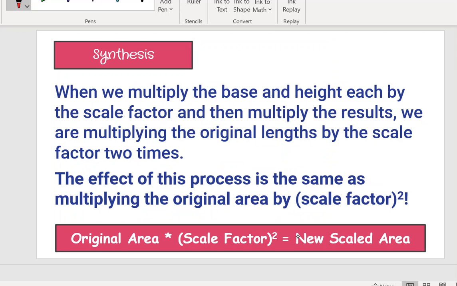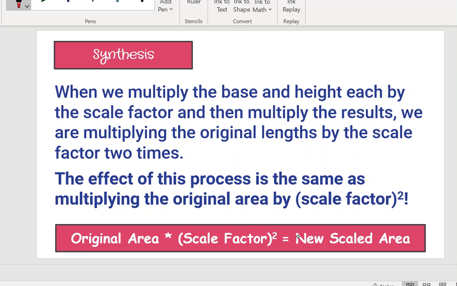So the big key idea here is what we synthesize at the end of every lesson. What did we learn? So our synthesis for this lesson says that when we multiply the base and the height, each by the scale factor, and then multiply the results, we are multiplying the original lengths by the scale factor 2 times. So the effect of this process is the same as multiplying the original area by the scale factor squared.